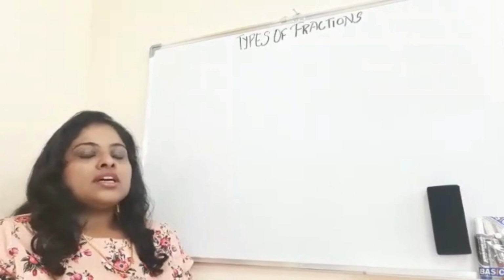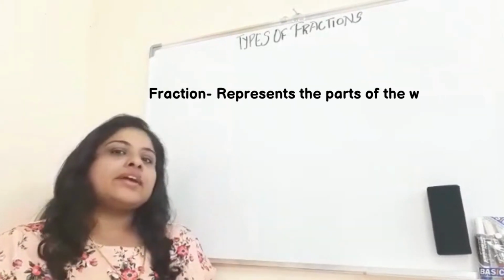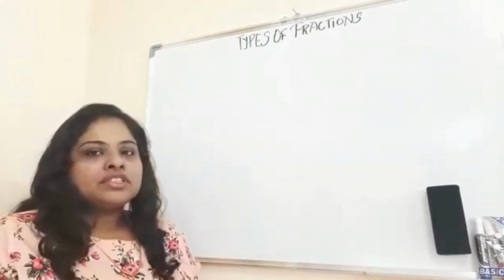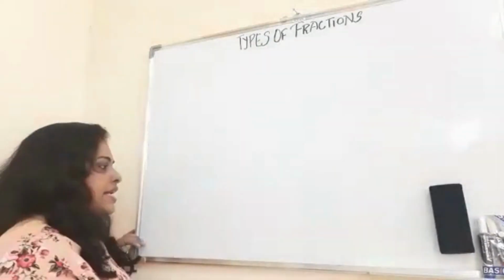A fraction is represented as parts, different parts, dividing the parts from the whole. It can be any object or thing. Let's learn about different types of fractions. I'll give you one example here.